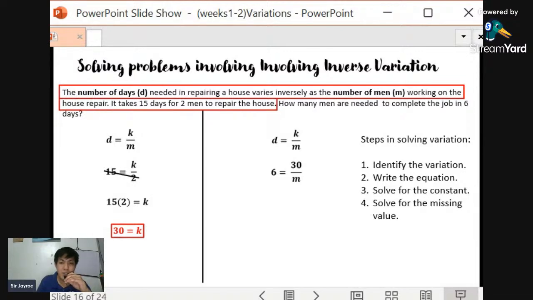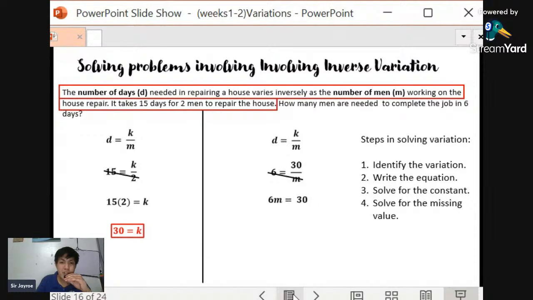So what are we going to do now? Nasa ilalim yung M. So kapag ganito po, nasa ilalim yung variable, and then we are looking for the value of that variable, kailangan ilagay natin sa ibabaw yung M. And then how are we going to do that? So we're going to do cross-multiplying. So 6 times M. So ganyan po ang gagawin natin. 6 times M. So may sagot na si Kent. Let's see kung tama yan, Kent.